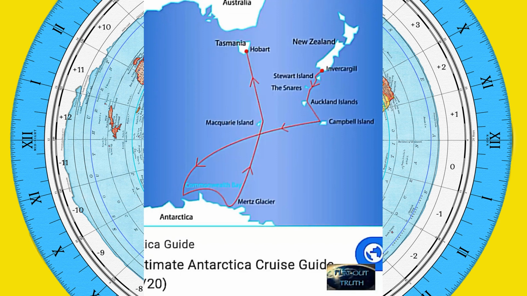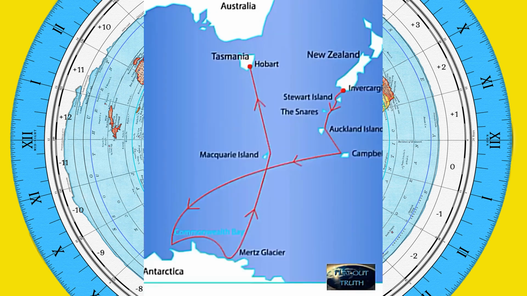Now let's have a look at the only other tour that you can take to Antarctica, which goes from South New Zealand and back to Tasmania. Now I want you to pay attention to that little Stewart Island as you leave New Zealand. Notice they go down here to what they call Commonwealth Bay, and then they cruise along a little bit, turn around and go back to Tasmania.